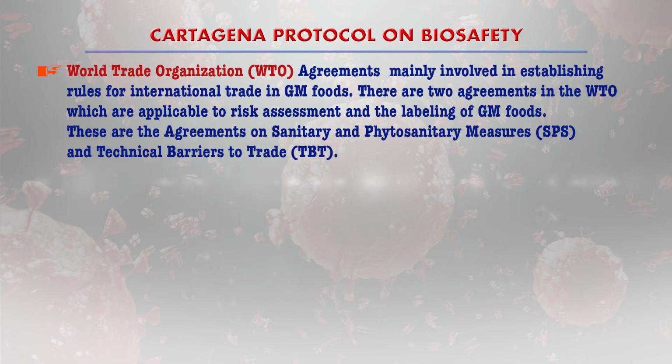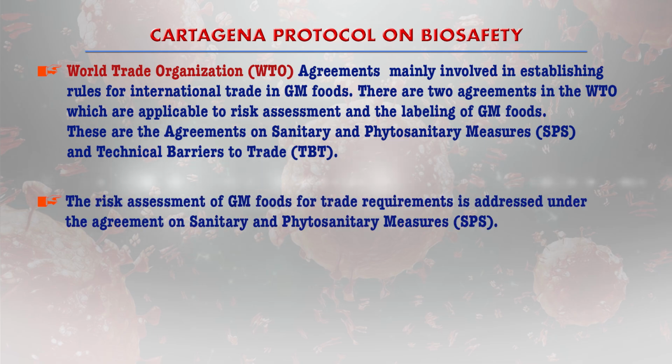There are two agreements in the WTO, and these are applicable to the risk assessment and the labeling of GM foods. These are the agreements on Sanitary and Phytosanitary measures and Technical Barriers to Trade. The risk assessment of GM foods for trade requirements is addressed under the agreement on Sanitary and Phytosanitary measures.